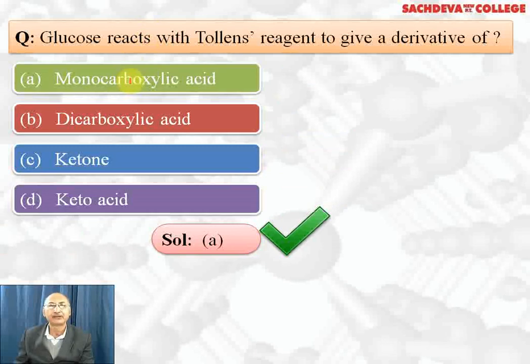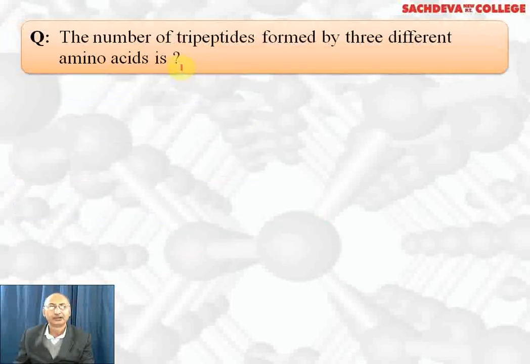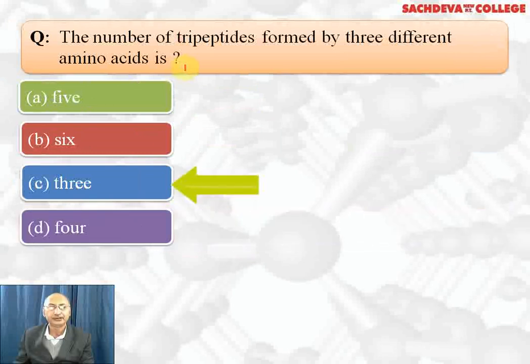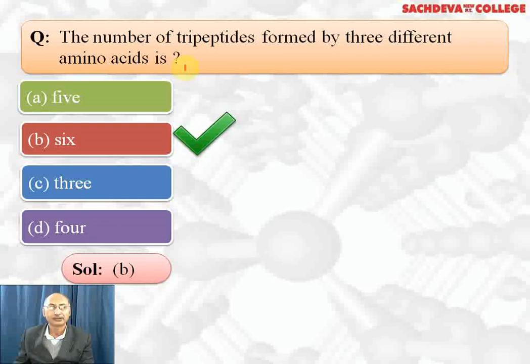It also gives silver mirror, and that shows that glucose is a reducing sugar. It has a free aldehyde group, therefore it reacts with Tollens reagent to form silver mirror and gets oxidized to monocarboxylic acid. Next, the number of tripeptides formed by 3 different amino acids are 5, 6, 3, 4. Correct answer is 6. There are different combinations which will lead to tripeptides. So a total of 6 tripeptides are possible from 3 different amino acids.